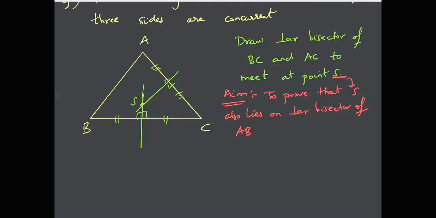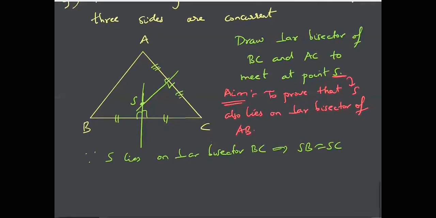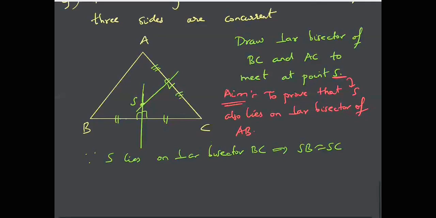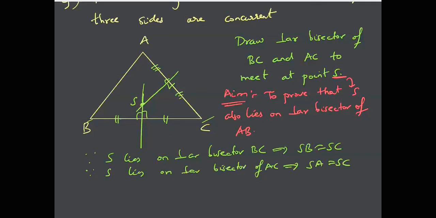Fine. So let us discuss this one. Since the point S lies on the perpendicular bisector of BC, I can say that SB is equal to SC, right? Because if any point lies on the perpendicular bisector, it is equidistant from those two points B and C. Similarly, since S lies on the perpendicular bisector of AC, this implies that SA is equal to SC, right?